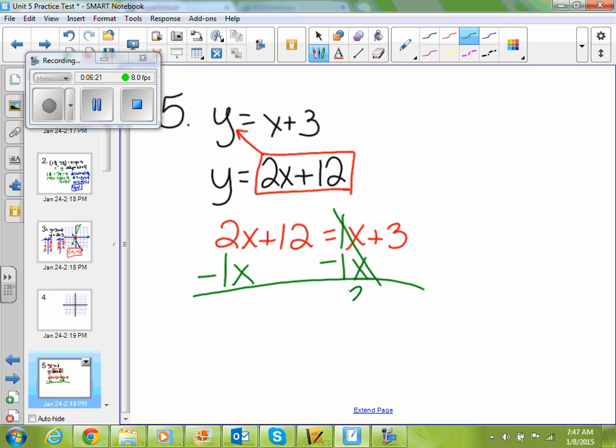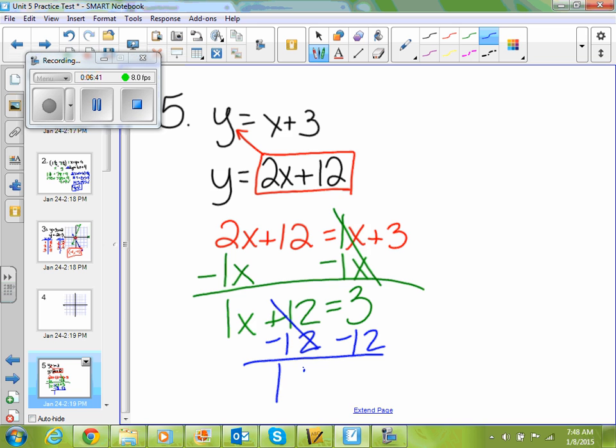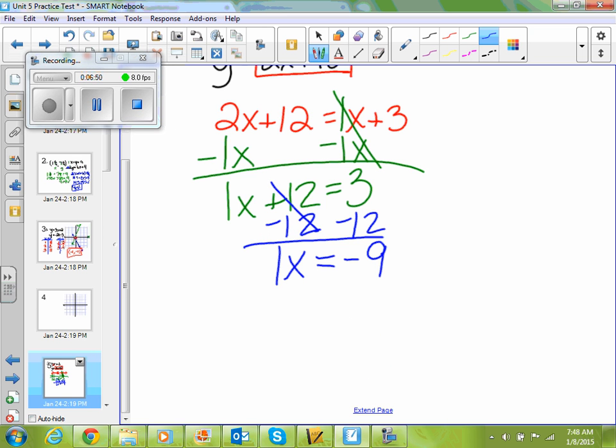The 1x's then cancel. All I'm left with on the right is a 3. 2x minus 1x gives me 1x, and I still have my plus 12. Next up is I need to get rid of this plus 12. I get rid of addition by using subtraction, so I'm going to subtract 12 from each side. Then the 12's cancel, and I'm left with just 1x, and 3x minus 12 gives me -9.